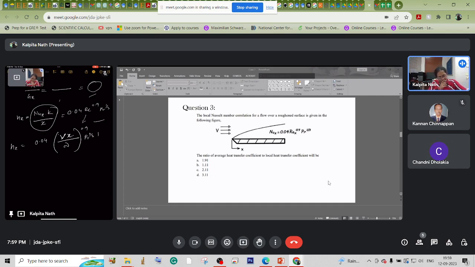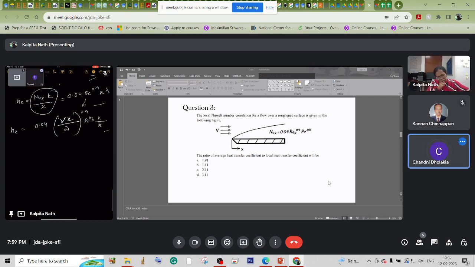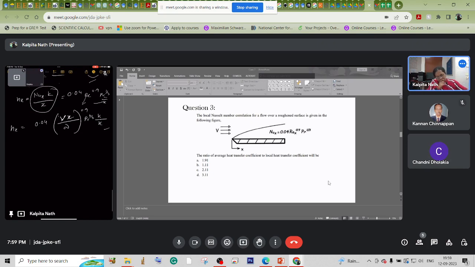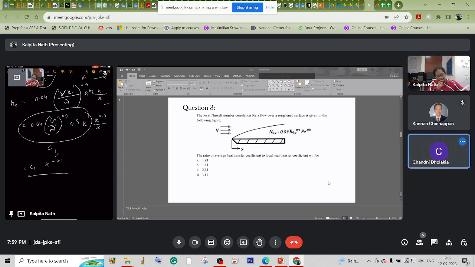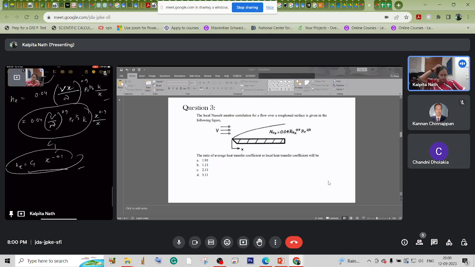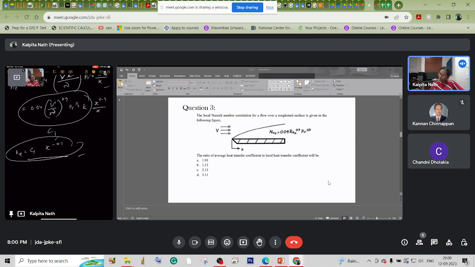So k upon x will also come. Okay. So everything we can write in terms of constants, like here 0.04, V upon nu to the power 0.9, Prandtl number to the power 1 by 3, k, and x to the power 0.9 upon x. So everything is constant, right? So we can just replace it with C1. So C1 x to the power minus 0.1. This is local. Now just find it for the average one and then find the ratio.